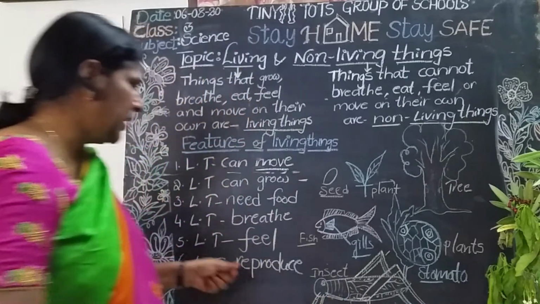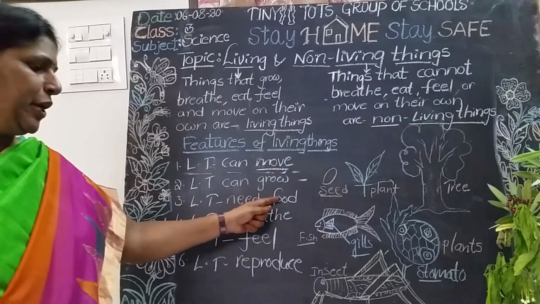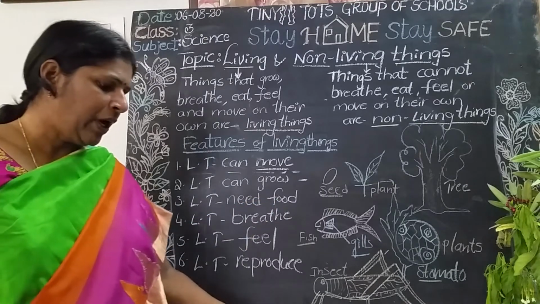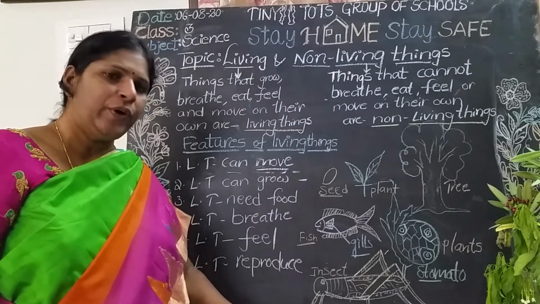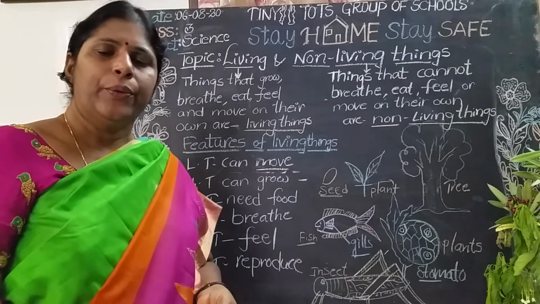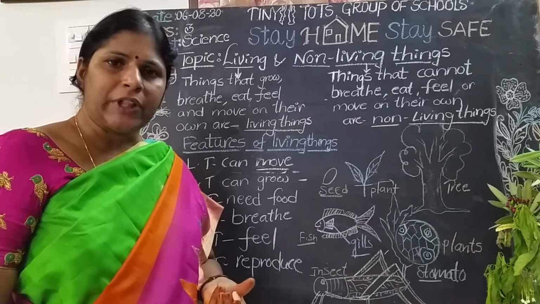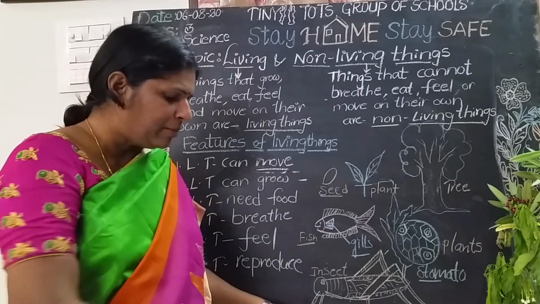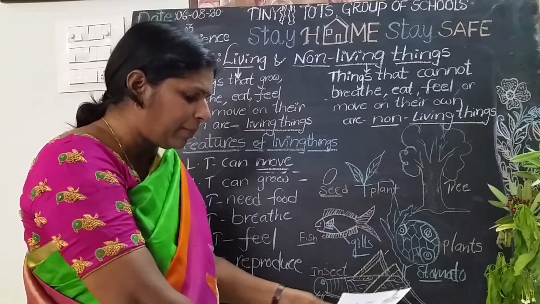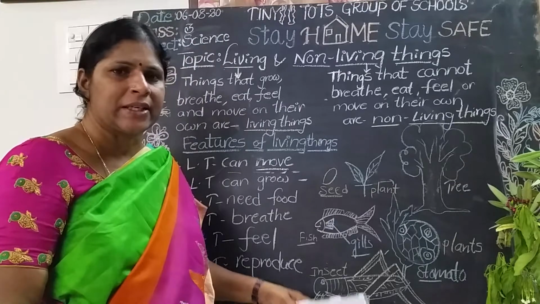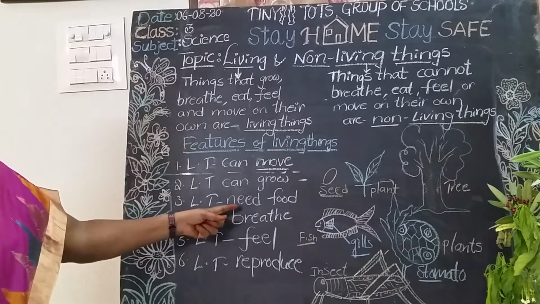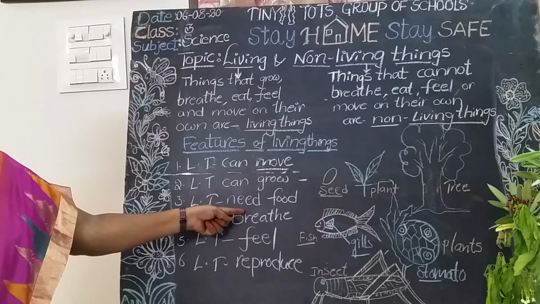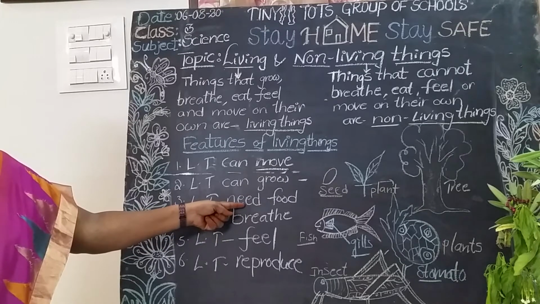Children, next, all living things need food. What happens if we do not take food? We can't live without taking food. Where do animals get their food? Animals get their food from plants and other animals. All living things need food to survive. All living things cannot live without taking food.